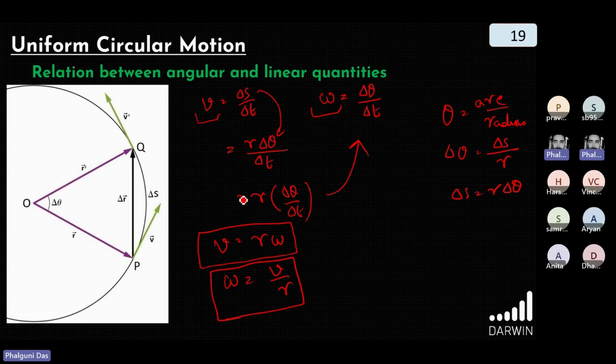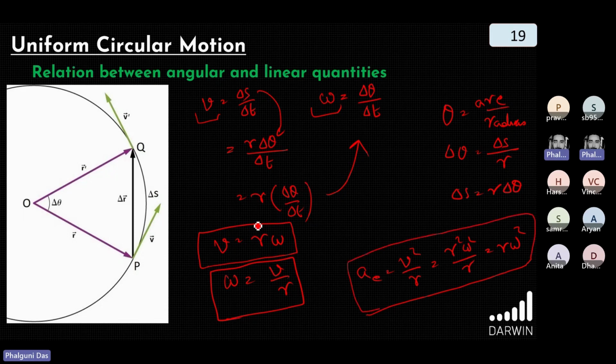Centripetal acceleration, we got a value of v square by r. It can also be represented in terms of angular speed. We know v is r omega, so we can write it as r square omega square by r. So it gives us r omega square. So this is a representation of centripetal acceleration in terms of angular speed. It's kind of an alternate expression.